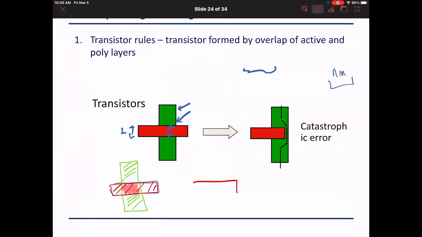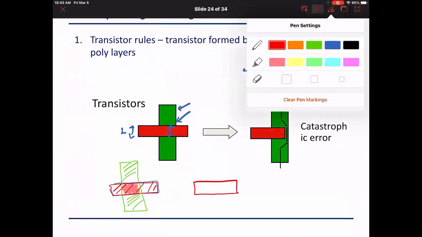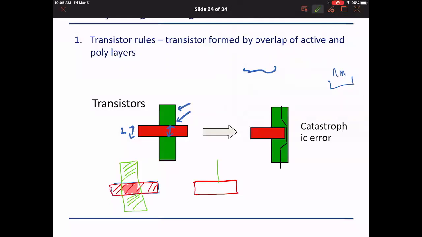If I print the red part and the mask moves, and I print the green part here, then the red part is going to shield the red region. So this is the source and this is the drain. I have a channel here. But what about here? What's happening here? What is the catastrophic fault that happened here?